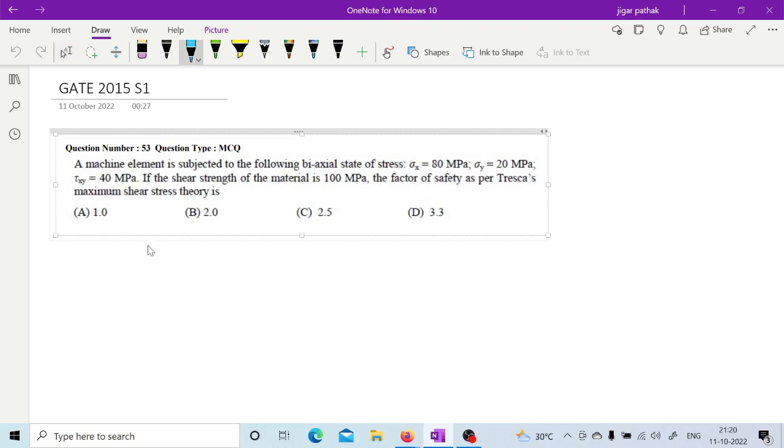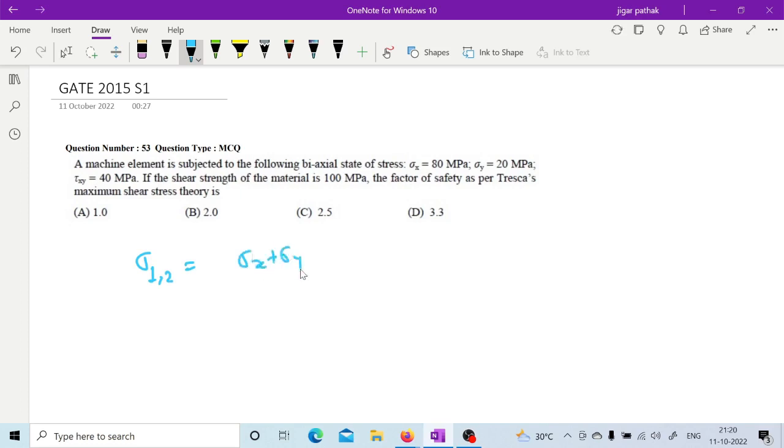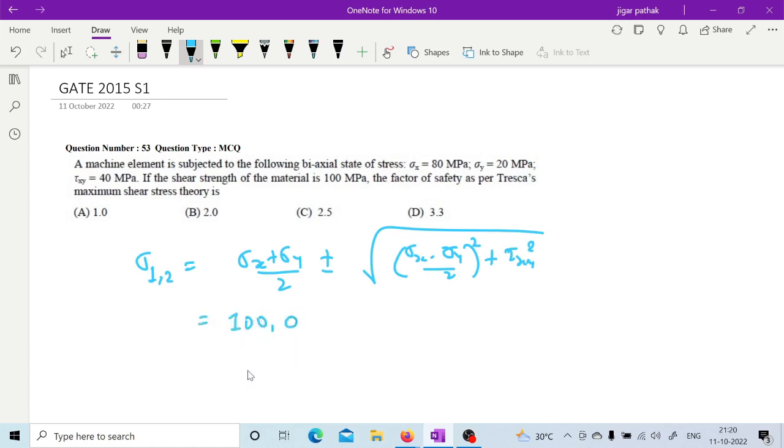So first you have to calculate sigma 1, sigma 2, right, which is sigma x plus sigma y by 2 plus or minus under root of sigma x minus sigma y by 2 whole square plus tau xy square. Because this sigma 1, 2 will be giving you values of 100 and 0, right? If you put sigma x, sigma y and tau xy in this equation, it will give you this 100 and 0. Everybody is getting this? Yes. Then tau max is sigma 1 by 2, it means it is 50.